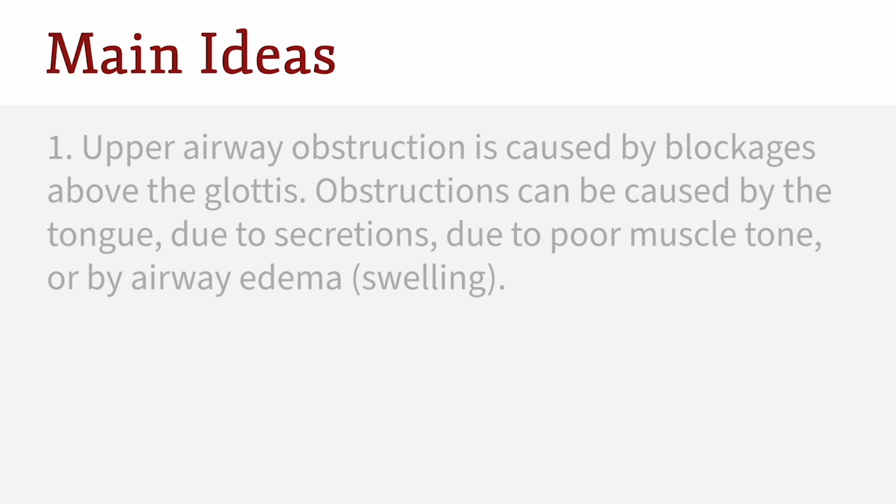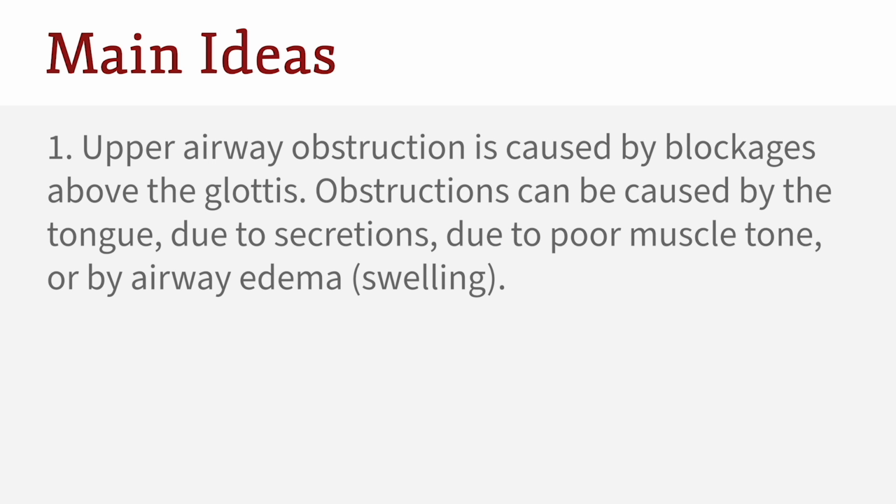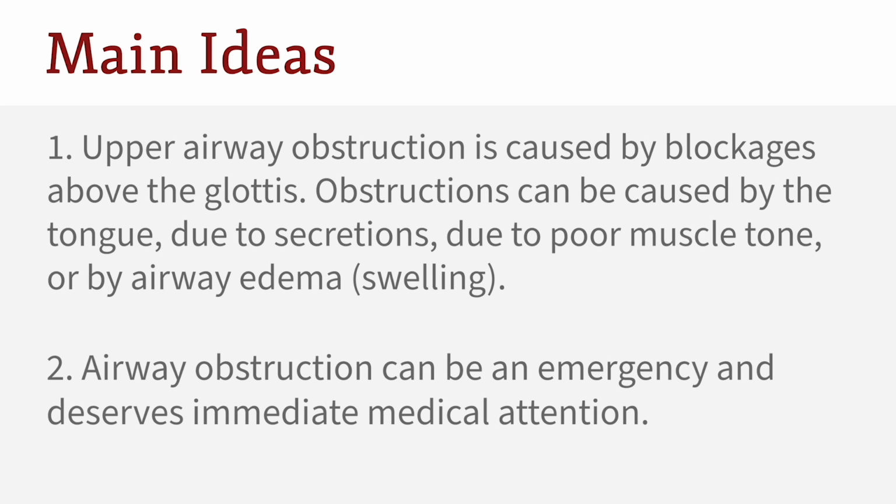The main takeaways are: upper airway obstruction is caused by blockages above the glottis. Obstruction can be caused by the tongue due to secretions, due to poor muscle tone, or by airway edema, or swelling. Airway obstruction can be an emergency and deserves immediate medical attention.